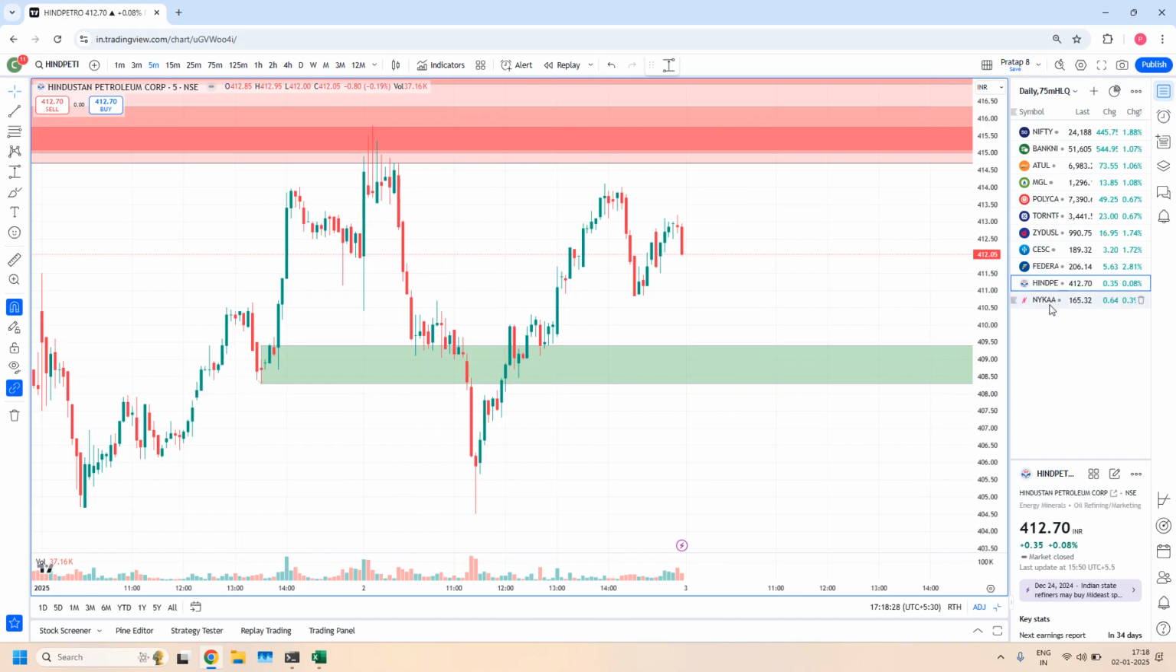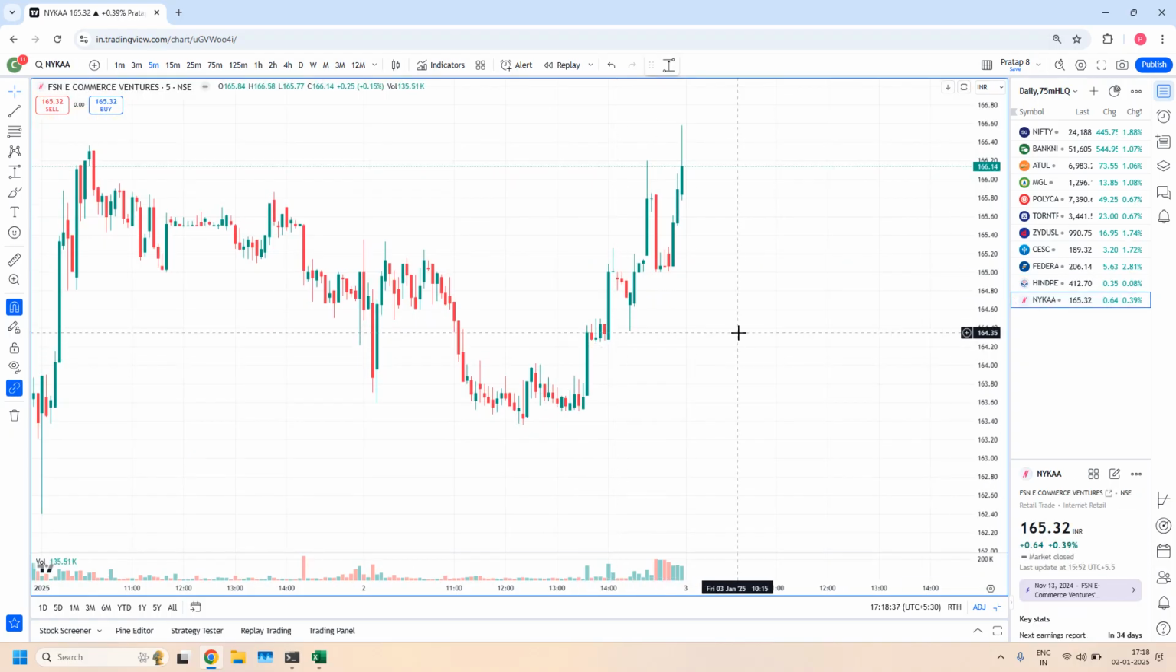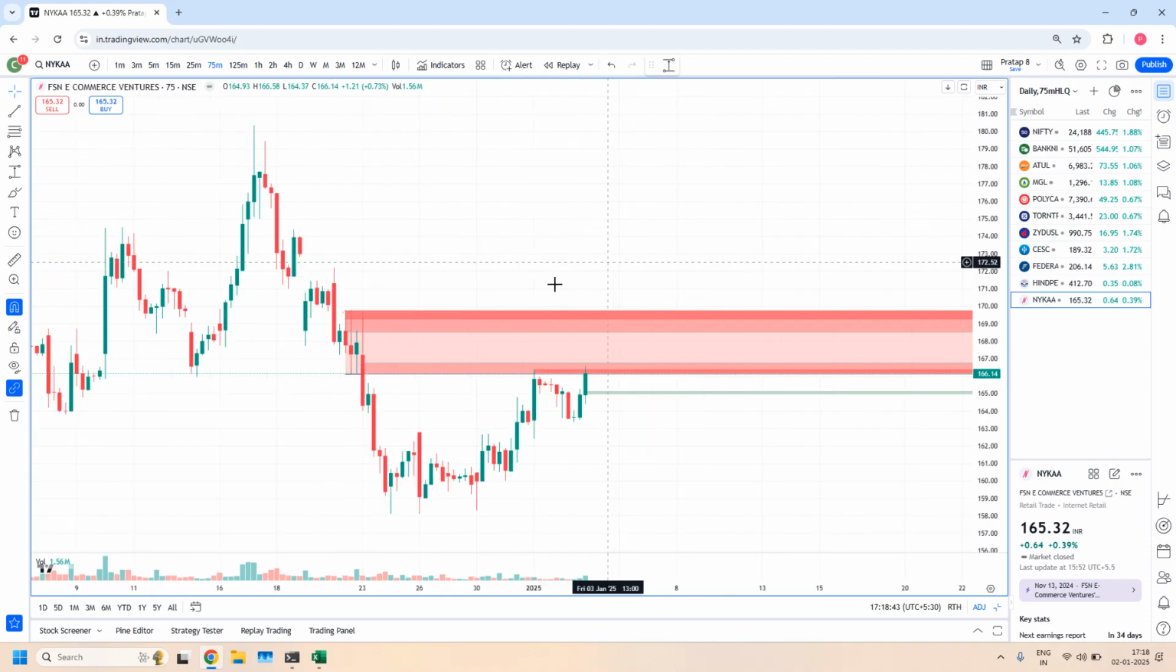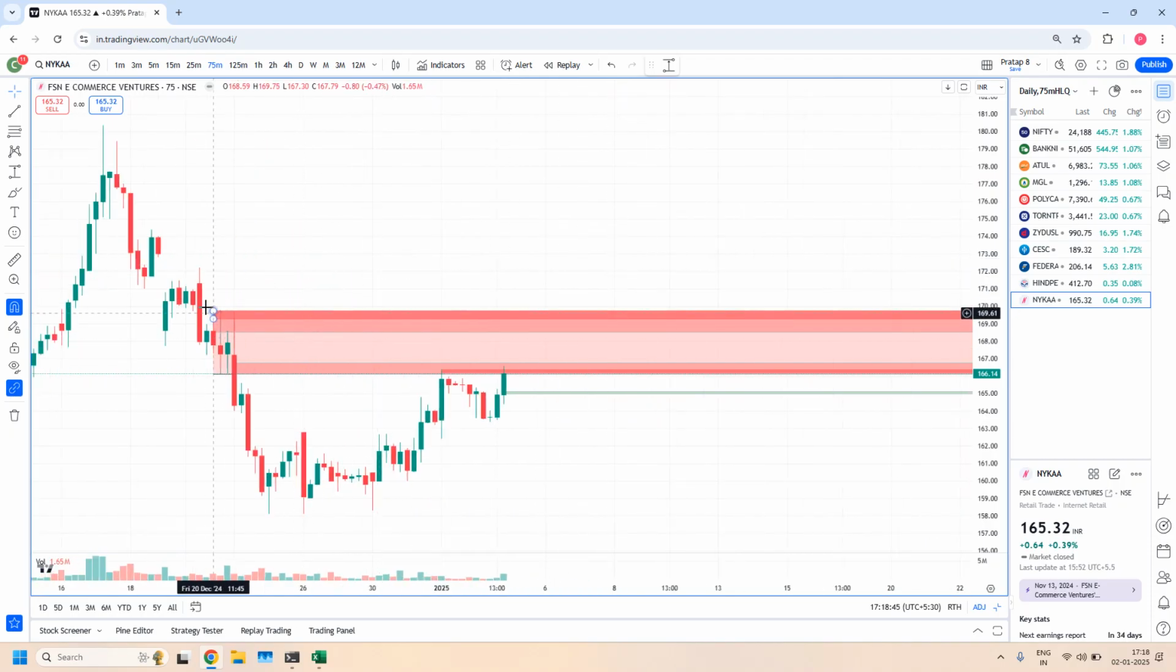Next one is Nykaa. Nykaa is almost like an intraday trade because it is the last 45 minutes closing session. That means last 1 hour trade. Okay, before that it is a 75 minutes high liquidity supply zone. This is how our software identified.